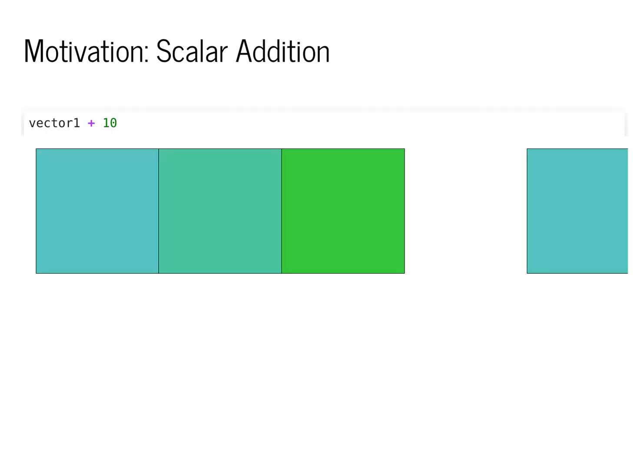As a motivating example, let's consider adding a vector to a scalar. In math notation, it's perfectly fine to add a vector value to a scalar. This simply adds the scalar to every position in the vector and returns a new vector. However, using our notation so far, we don't have any way to do this.